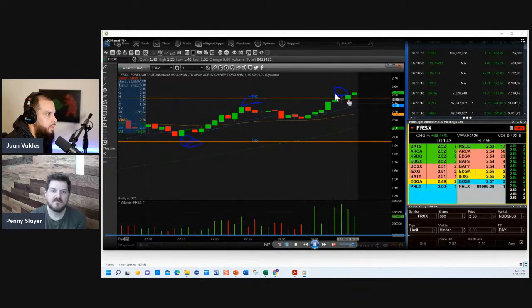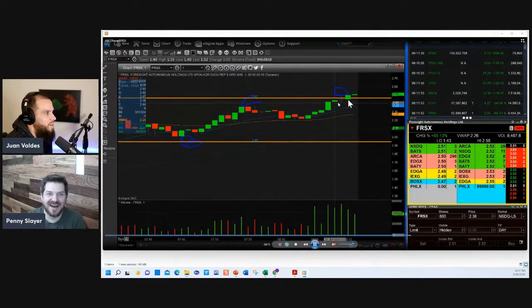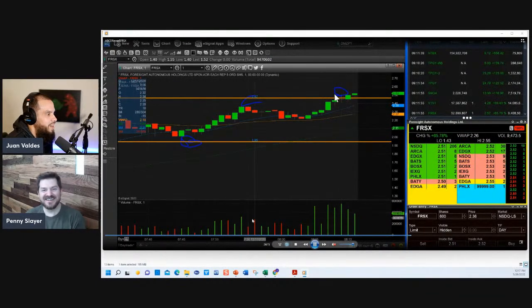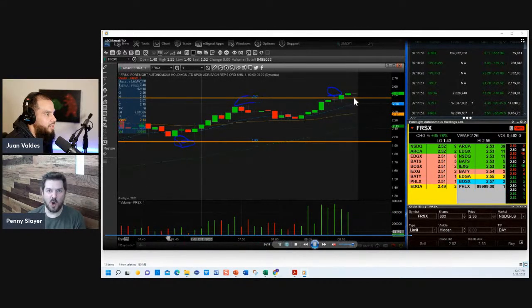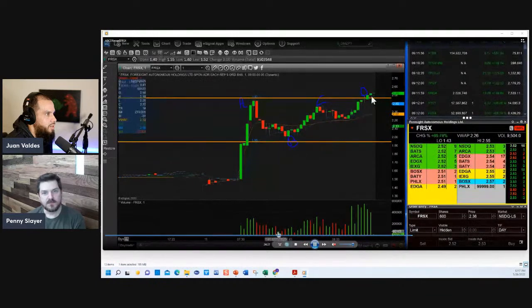See here, I wrote, that's supposed to be a D, but it looks like a circle. I know. I think I was just trying to write real quick and comment on it. ABCD. So look at this. Now I want this area. It became support on this wick here. And we want to see if it holds.